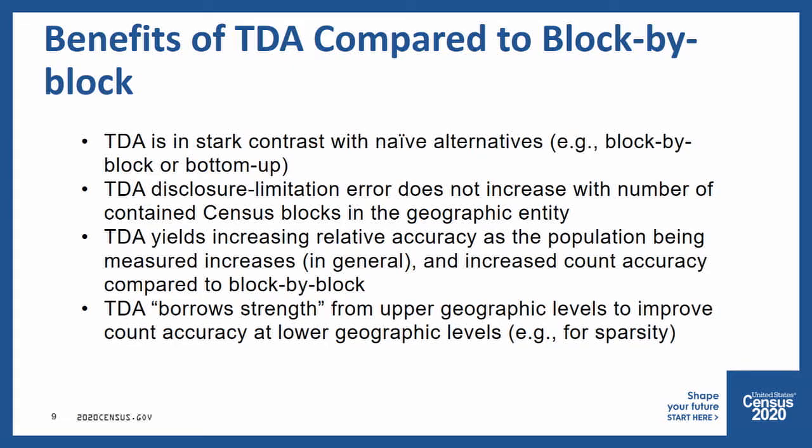So the TDA yields increasing relative accuracy as the population being measured increases in general, and increased count accuracy compared to a block-by-block approach. In this way, the top-down algorithm borrows strength, if you will, or borrows accuracy from upper geographic levels to improve count accuracy at lower geographic levels. And this is particularly important in the context of the sparsity that we see in a lot of the cells that comprise the 2020 census, where you have lots of different categories, but very few individuals represented in those categories, and oftentimes zero.